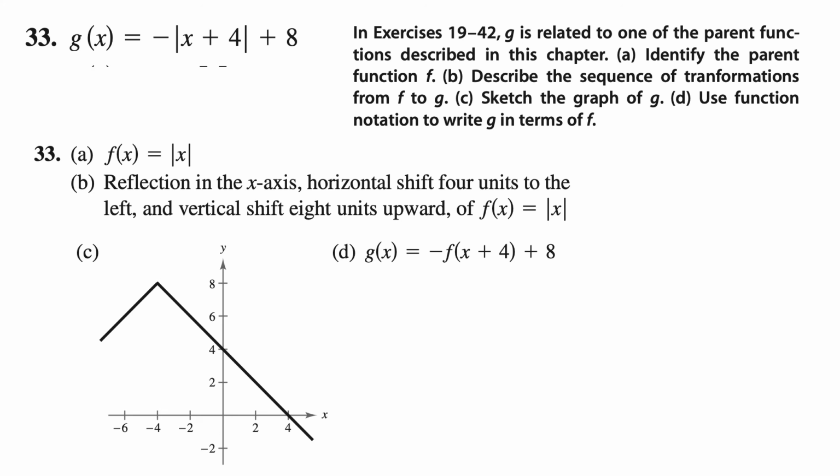B, describe the sequence from f to g. So if you have absolute value of x, we're going to move it to the left 4, right? It's going to be reflected across the x-axis because of the negative. And then we're going to move it up 8 units. So there it is. It's right here. So you have f of x, f of x would be like this, right? Then you flip it across, you move it over 4 spaces, and you move it up 8. Here it is, and it just is facing downwards.